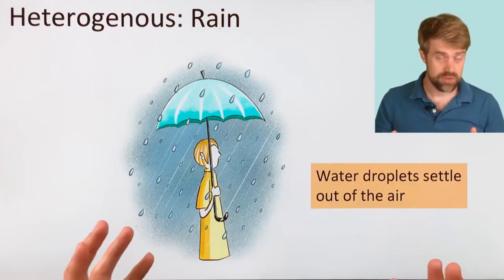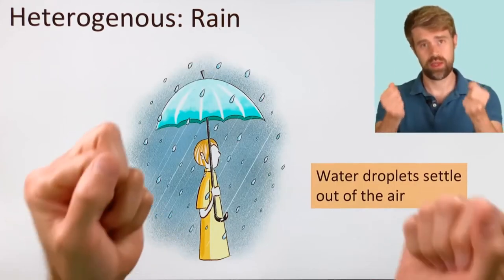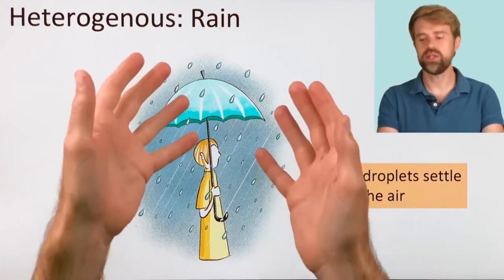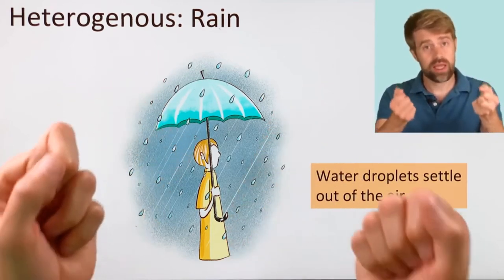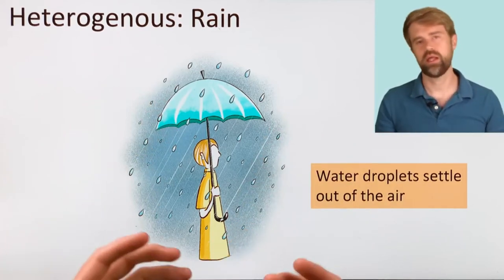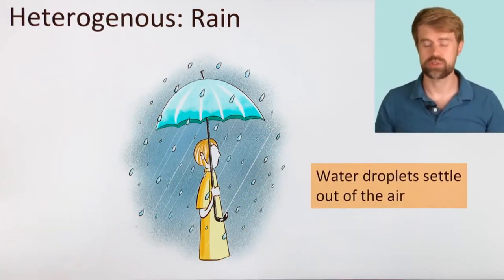Now sometimes, we get so much water in the air that it makes raindrops. And they're so large that they do settle. The air can't support them, so gravity pulls them down. This is like how other heterogeneous mixtures settle out over time.